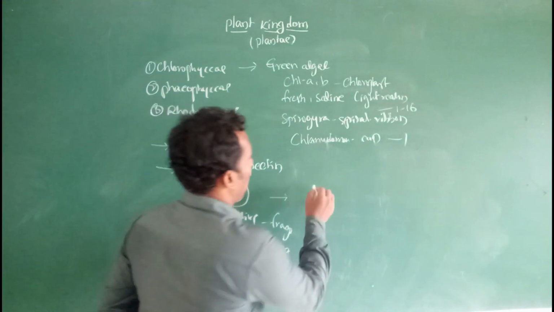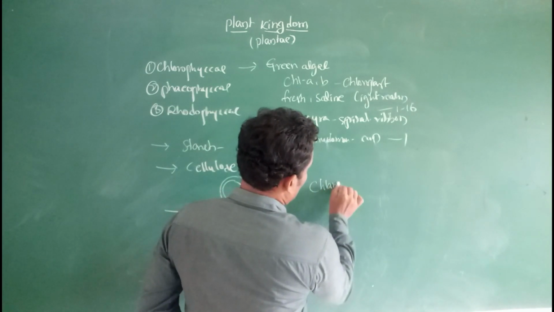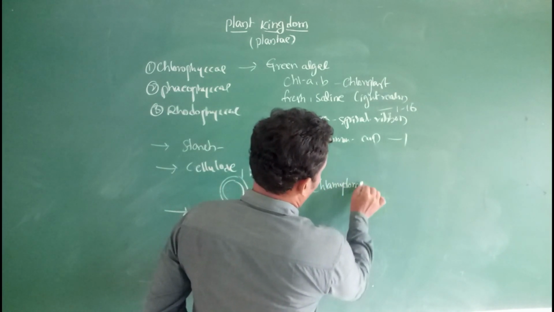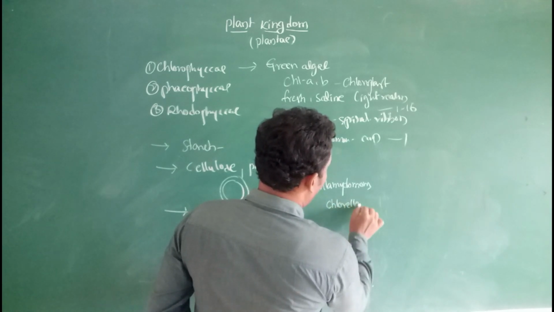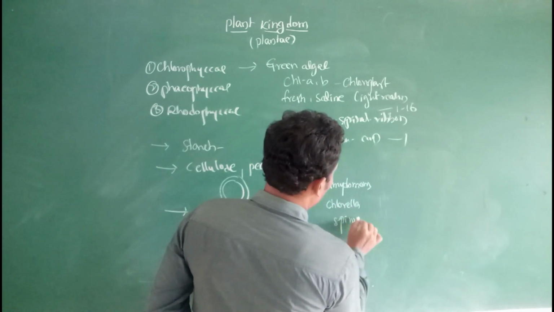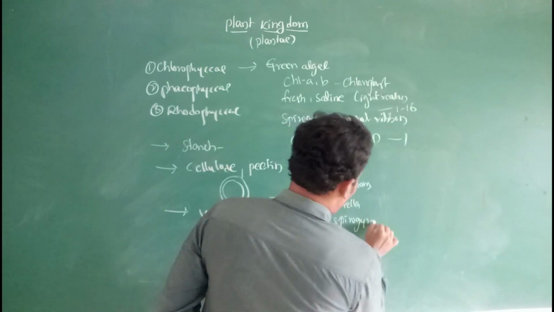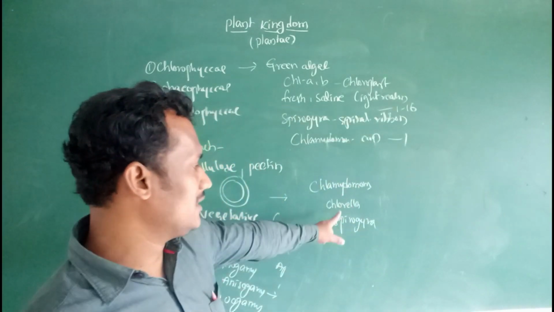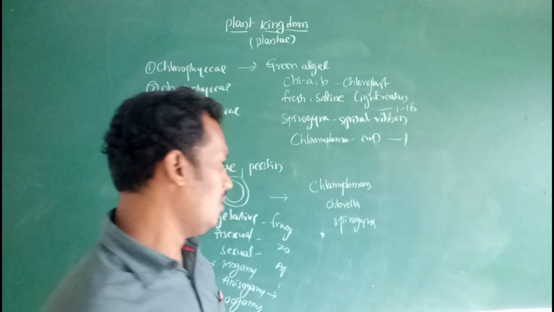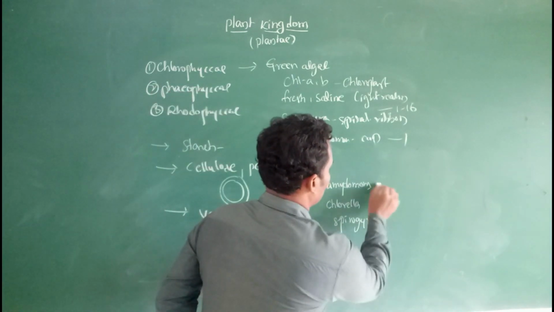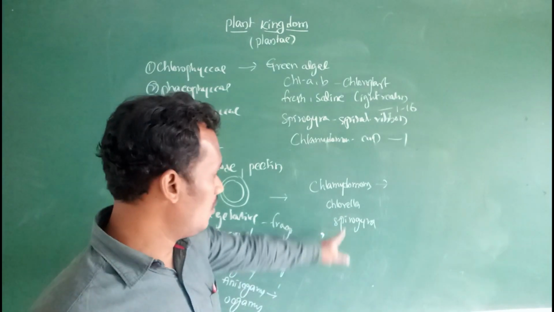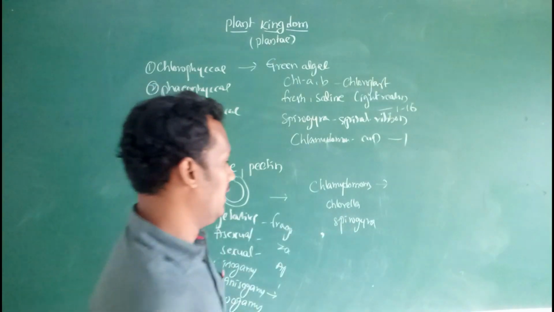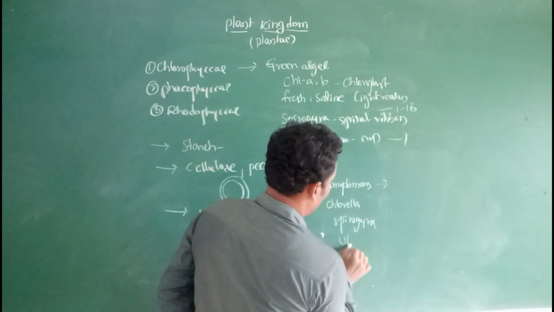Isogamy takes place in Chlamydomonas, Chlorella, and Spirogyra. Chlamydomonas is motile, Chlorella is non-motile. In Spirogyra, also Ulothrix.